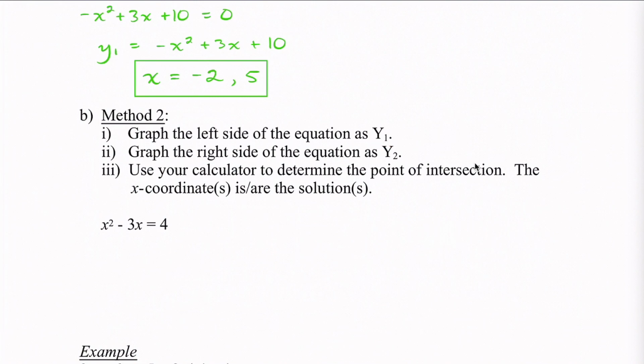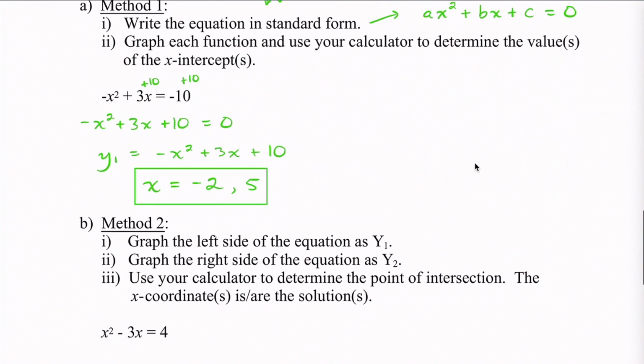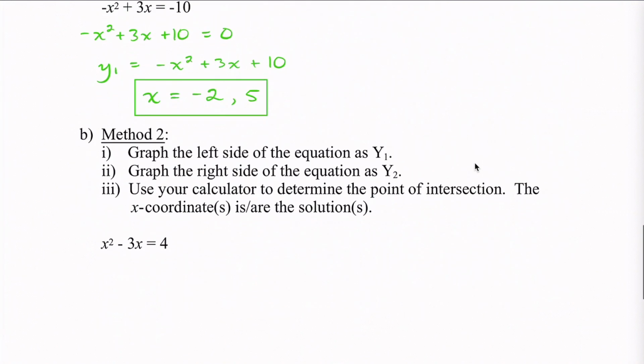and then we're going to graph the right side of the equation as y2 in our second step, and then we'll use our calculator just like what we did in method number 1. Okay, so the benefit of method number 2 is that I don't have to move, say, the 4 to the other side so that I have everything on one side and it equals 0. I can just graph this side, see where they cross, and then I get my answer.